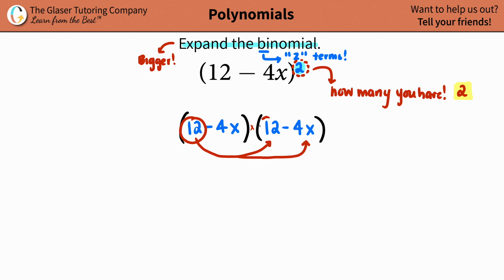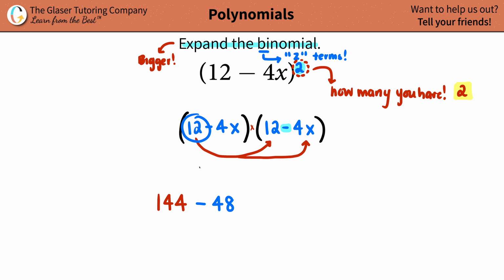So 12 times 12. 12 times 12 is 144. So we'll start it off with 144. Now, numbers first, 12 times negative 4. Please take note of your signs, because signs here are going to make all the difference. So I have a 12 times a negative 4. 12 times a negative 4 is what? 48, negative 48, so minus 48.